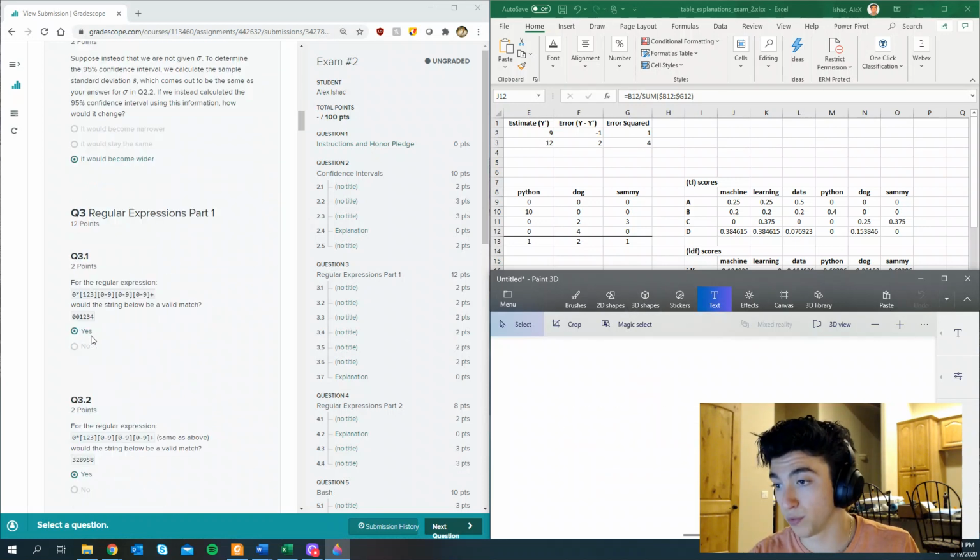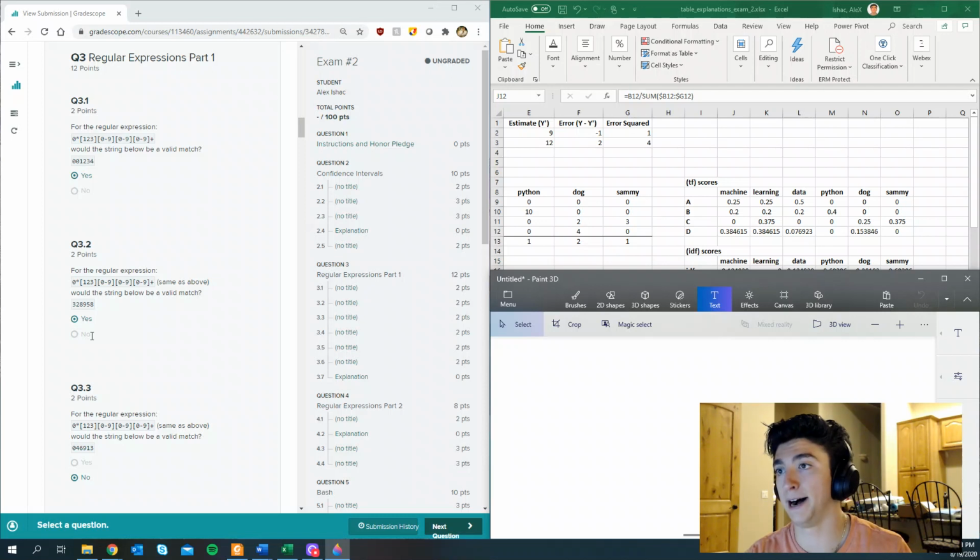And now moving on to question 3. It says for the regular expression shown here, would the string below be a valid match? And the answer is yes. The zero star at the beginning of the expression matches between 0 and unlimited times, or twice in this case. The 1, 2, 3 in brackets matches a single character present in the set, or 1 in this case.